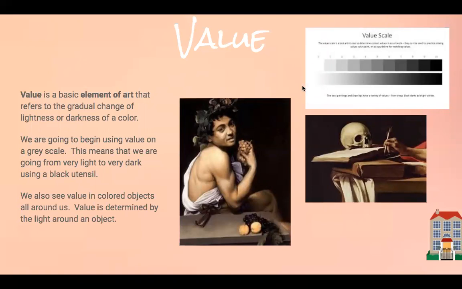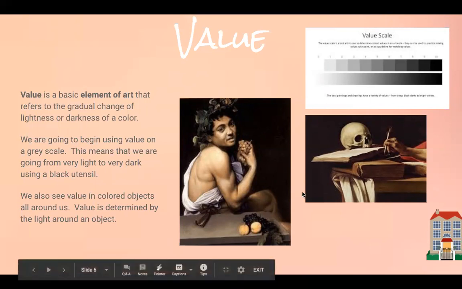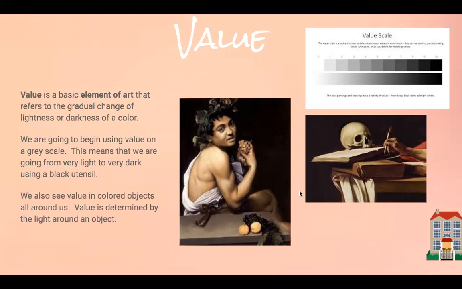We can also see this in colored objects all around us. Value is determined by the light around an object. So these are two examples, good examples of value, and they're also good examples of contrast, which we will be learning about later. This is an artist, his name is Caravaggio. I actually saw these paintings in real life when I was studying abroad in Italy, and they are humongous as well. Basically, all paintings are either huge or they're extremely tiny. That's just the way that it is.